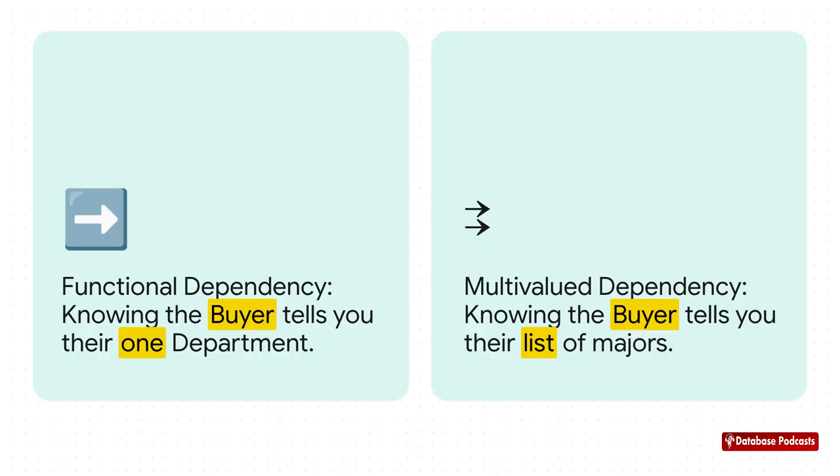Let's put this side by side with what you already know. A functional dependency, the one with the single arrow, is simple. You know X, you get exactly one value for Y. You know the buyer, you know their one department. Easy. But a multivalued dependency with that double arrow is different. You know X, and you get a whole list of values for Y. You know the buyer, you get their entire list of majors.